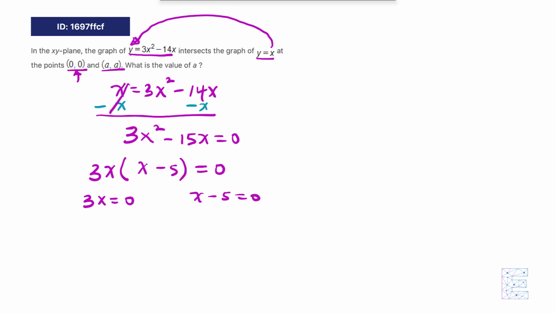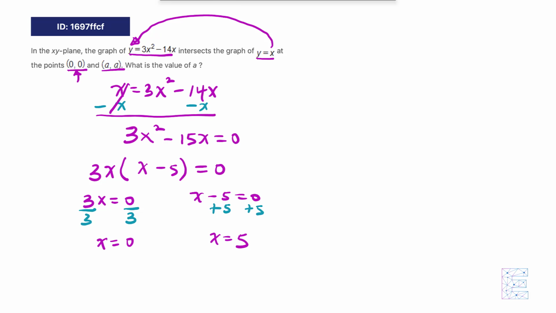The last piece is to solve for each x value individually. So for this first one, we'll divide both sides by 3. And for the other one, we'll add 5 to both sides. So the first answer is x equals 0, and the second answer is x equals 5.